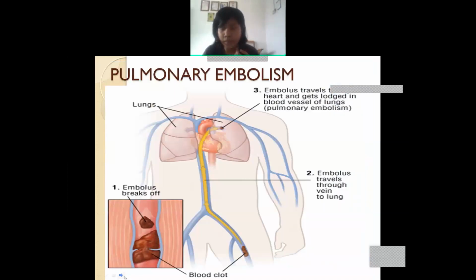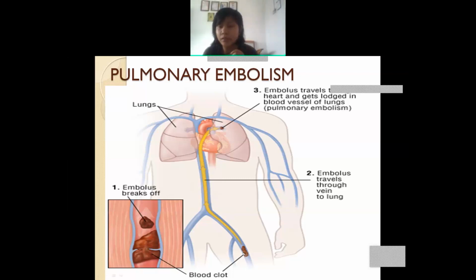So next is pulmonary embolism. This deep vein thrombosis will lead to pulmonary embolism also. So what will happen in this pulmonary embolism? The blood clot will break. When it breaks, it will be known as an embolus.